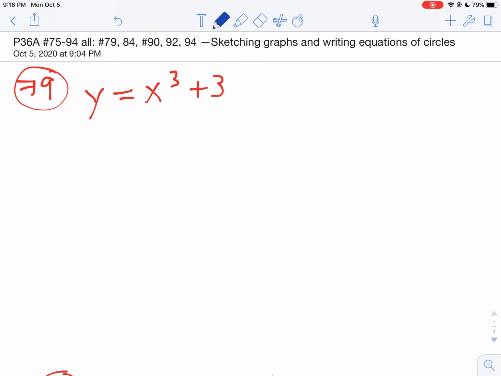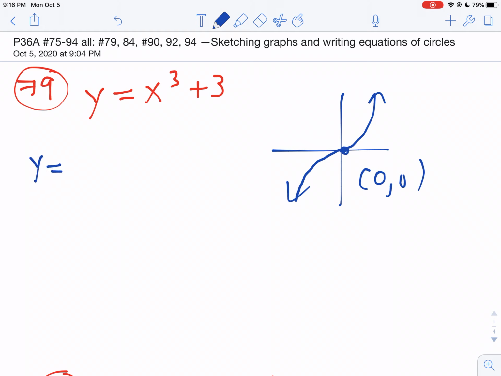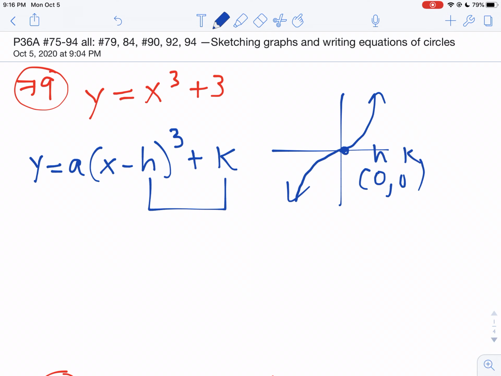So I know that a cubic function looks like this. It's basically a snake-shaped graph that looks like this, okay? And I know that this point here is 0, 0. I know that the general form of a cubic function is y equals a times (x minus h) cubed plus k. I know that my h, k is basically this point here for my cubic function.